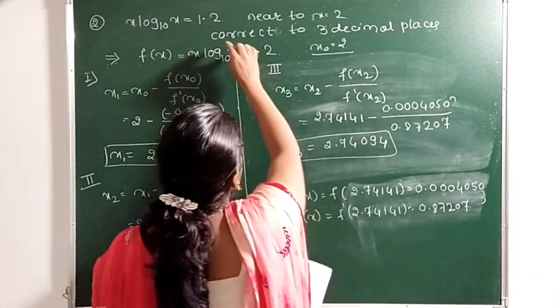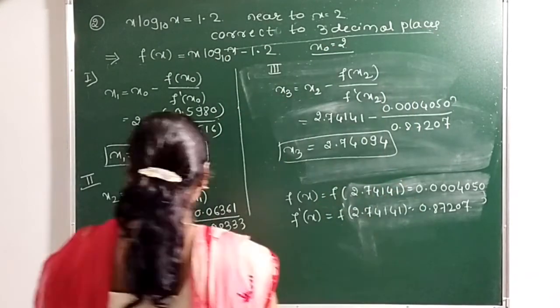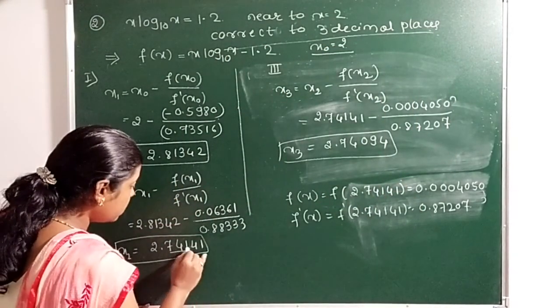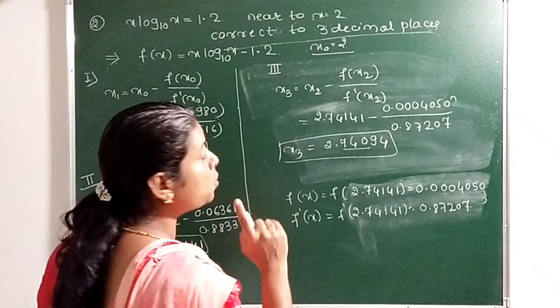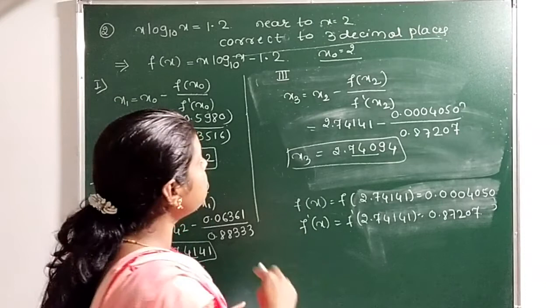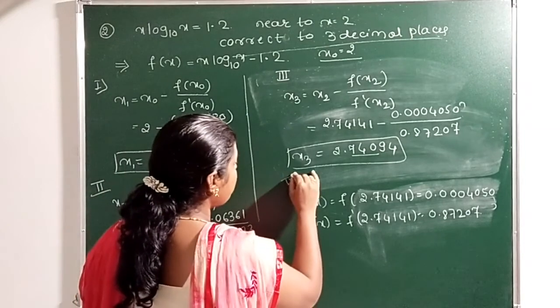They asked to find the root correct to 3 decimal places. See, here 741 is there, here 740 is there. Means we have to make it another one iteration, that is the fourth one.